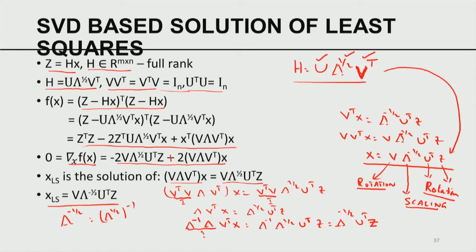There are n elements, I can compute the reciprocals of each and stick them along the line. So that is the only inverse I need to compute. So there is no cost associated with computing inverse except for n reciprocal computations. So once u, lambda to the power half and v are available, you do not have to do any operation except rotation, simple scaling and another rotation.